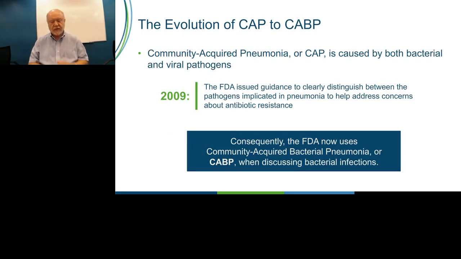Interestingly, this term has evolved in the United States over the last few years, from community-acquired pneumonia, or CAP, as many of us refer to it, which is caused by both bacterial and viral pathogens. However, about 6-7 years ago, in 2009, the FDA issued guidance which will help us distinguish between the organisms that cause pneumonia, whether they are bacterial or viral, and really this was an effort to address the concerns about antibiotic resistance. So I will generally refer to the term CABP, but if I lapse into CAP, please forgive me.